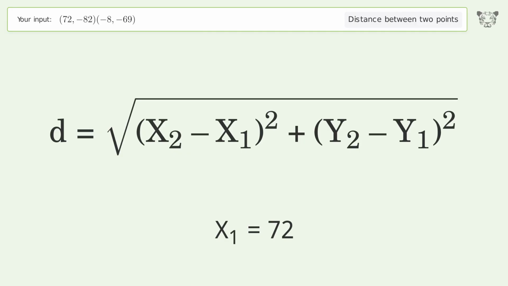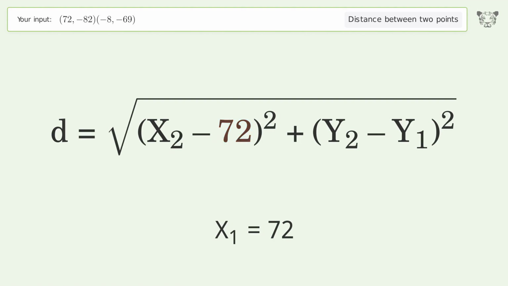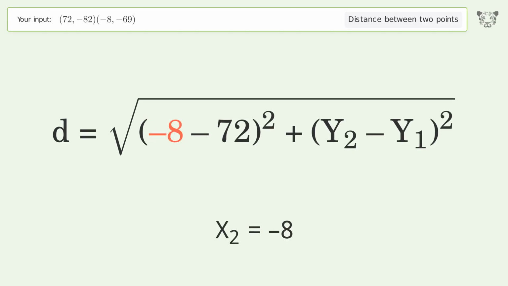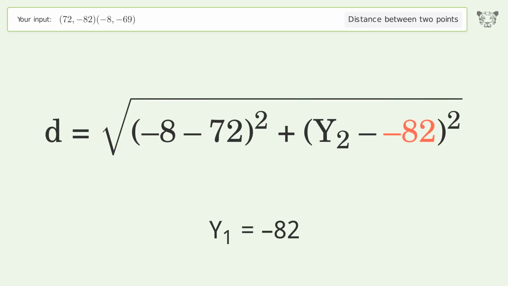x1 equals 72. x2 equals negative 8. y1 equals negative 82. y2 equals negative 69.